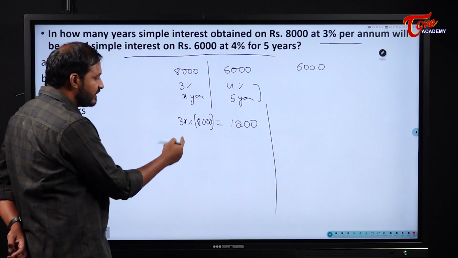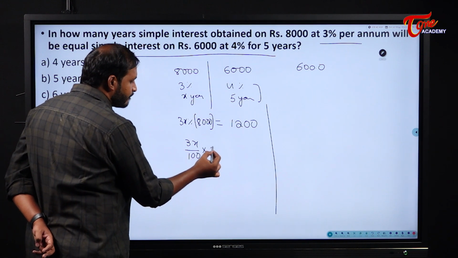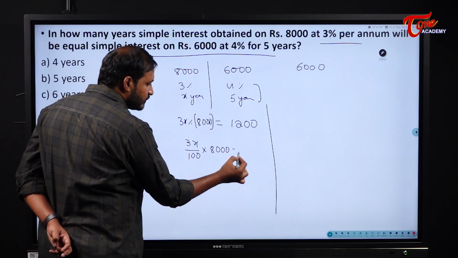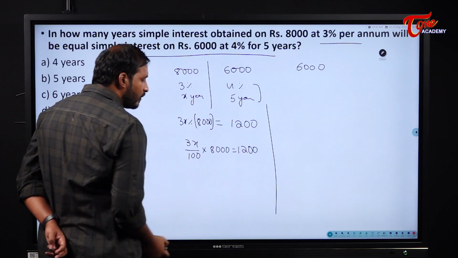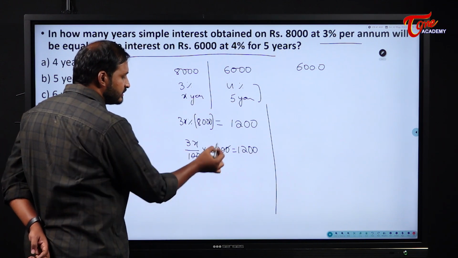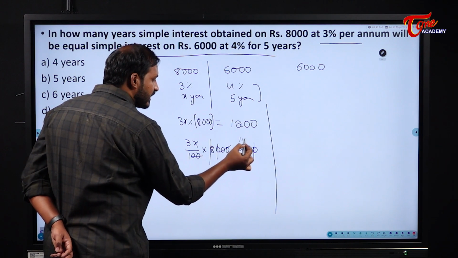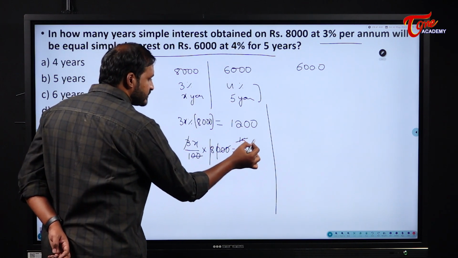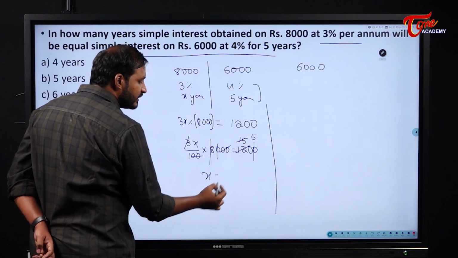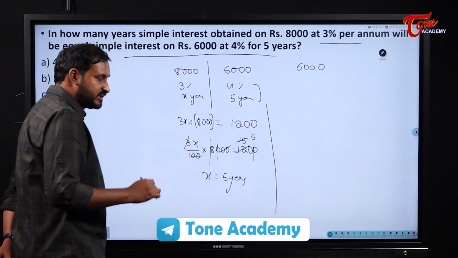The first one is the general method. You can write this as 3x by 100 into 8,000 is equal to 1200. So, the two zeros you can cancel, 0, 0 you can cancel. 8 ones are 8, 3 fives are 15. So what will x become here? 5 years. This is one method.